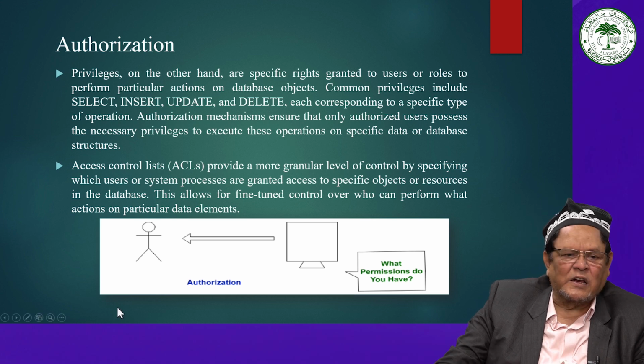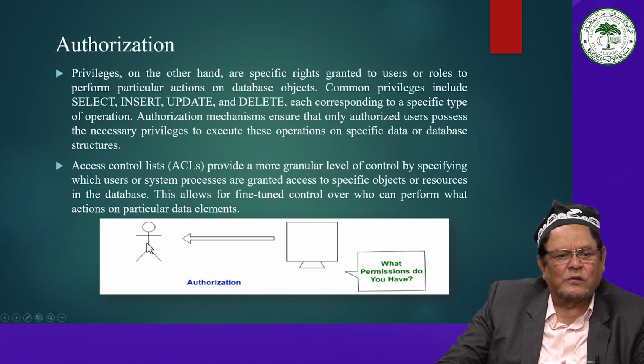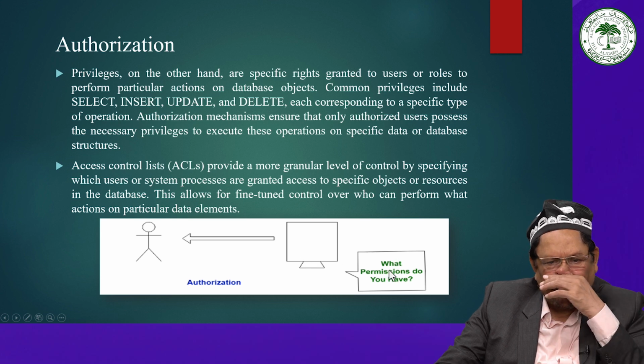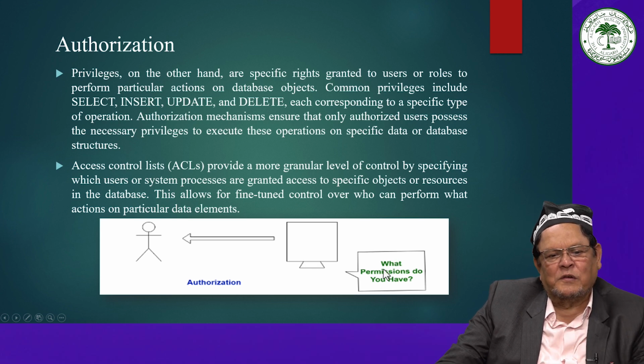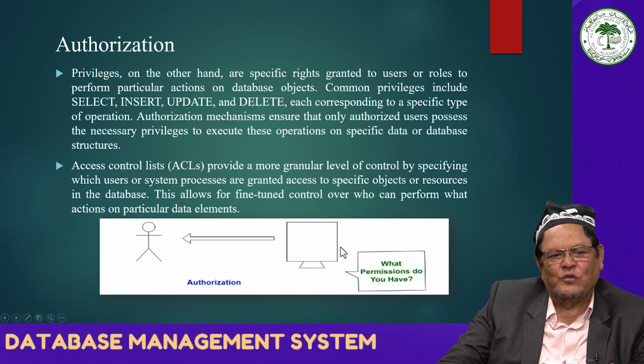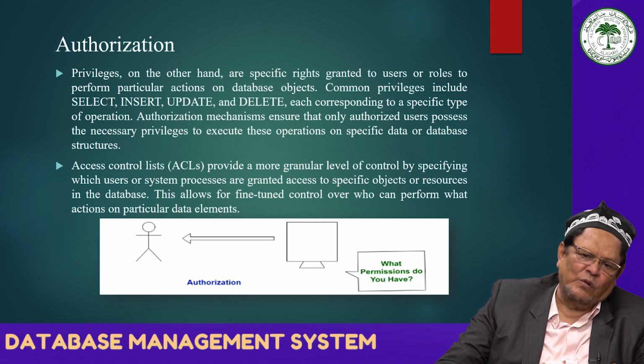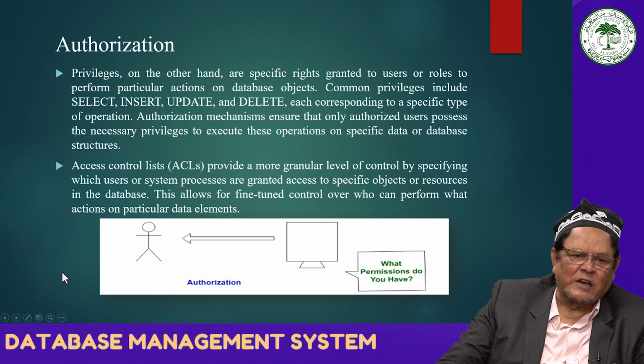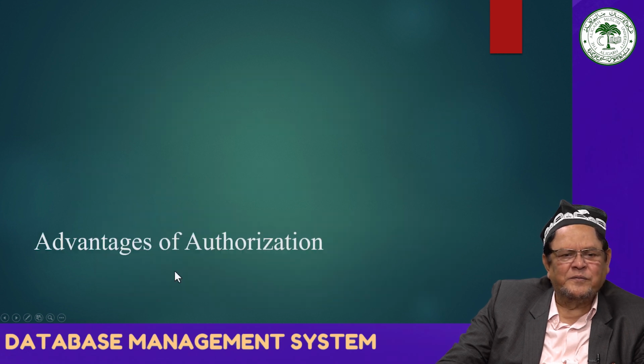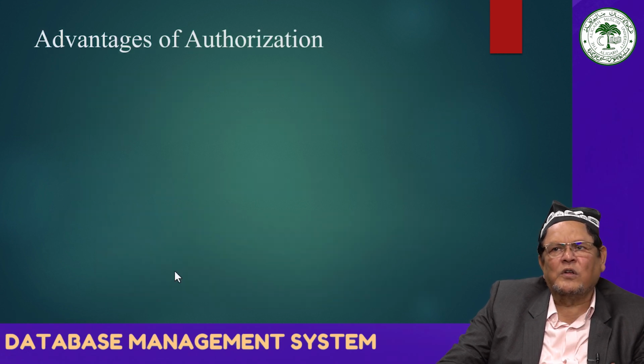So here is the diagrammatic representation: the authorization is there, and then the system, and only an authorized person can retrieve data from it. Then comes what permission you have. First of all, the system will ask what permission. Okay, you can retrieve, you can update, or you can delete, or select only. What type of operations? That is a diagrammatic representation for that. Then we come to the advantages of authorization.